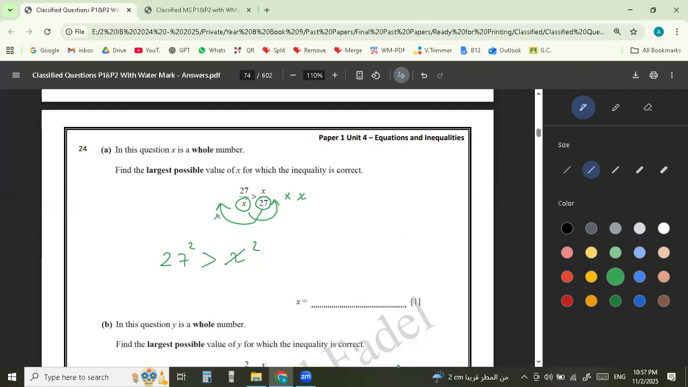So here x is going to be what? Well, Mr., let's get rid now of the squared on both sides. So x and 27 here. X is less than 27. X is smaller than 27. What is the largest possible value? The largest possible value, Mr., is 26, because you said it's a whole number. They said you cannot say a decimal. X is smaller than 27. The largest possible answer is 26.